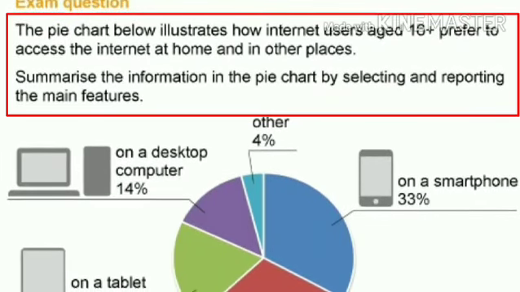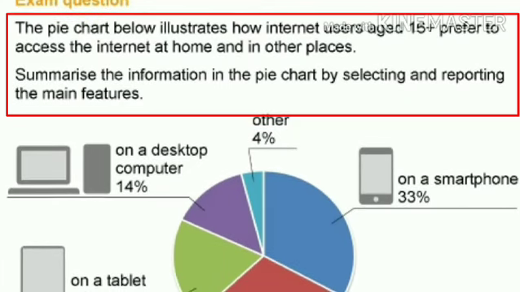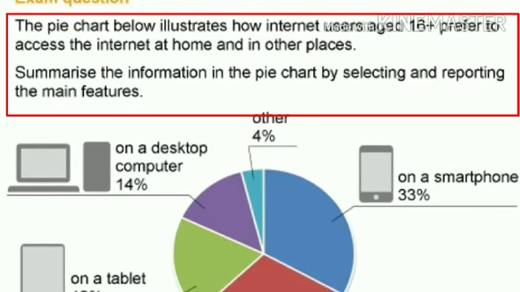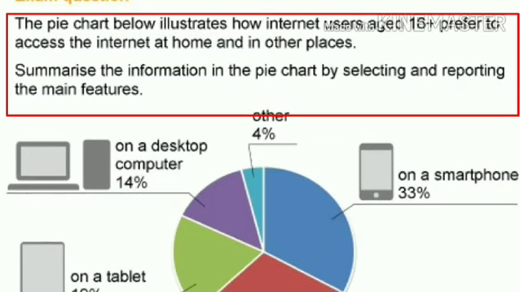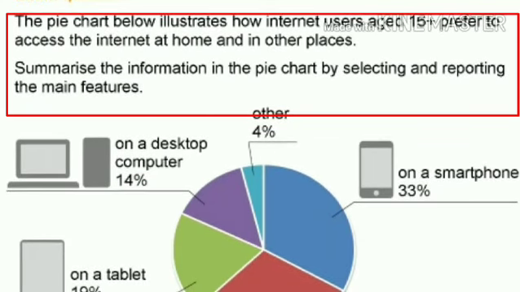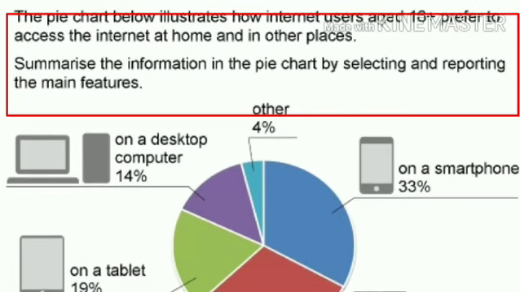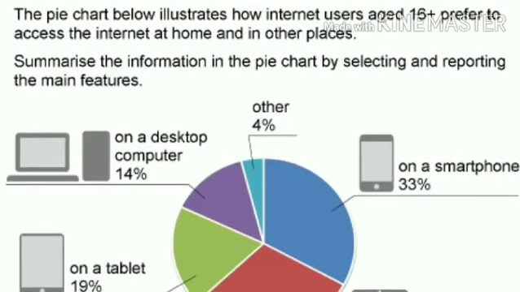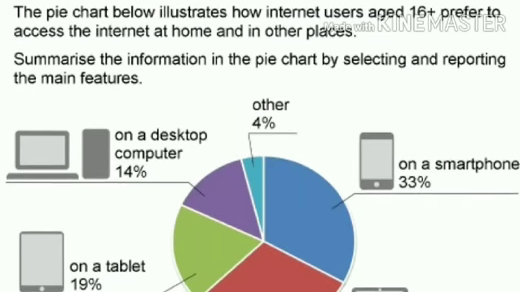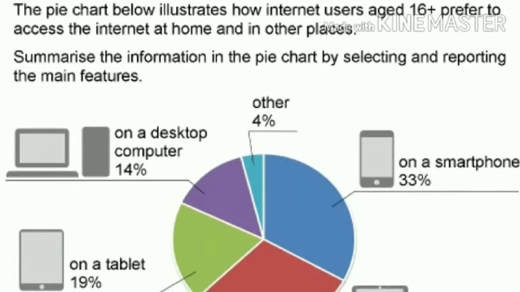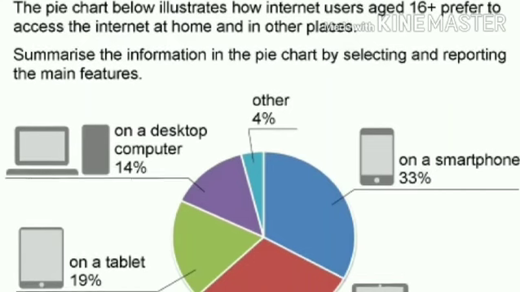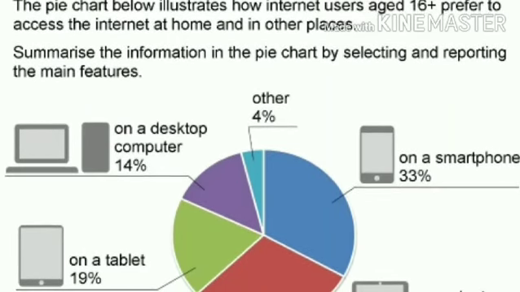Let us observe this question based on diagram. The question is, the pie chart below illustrates how internet users aged 16 plus prefer to access the internet at home and in other places. Summarize the information in the pie chart by selecting and reporting the main features.